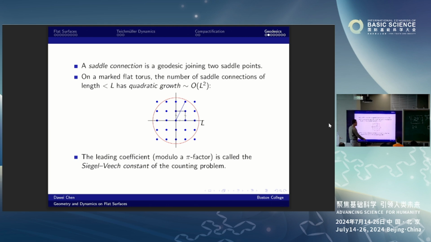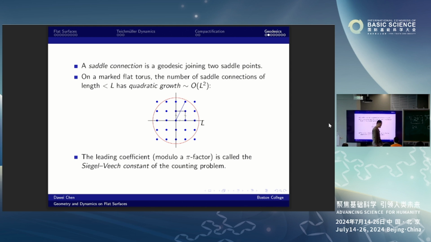So in this picture, it's clear that if I unfold this torus so that the vertices become lattice points in the plane, then to count saddle connections of length bounded by L, what I can do is just draw a large disk of radius L and enumerate the number of lattice points inside the disk. But that is, roughly speaking, approximated by the area of the disk, which is pi L squared, with some lower order error term. That tells us this count at least has a quadratic growth rate given by L squared times a pi factor. So modulo this pi factor, the leading coefficient is always called the Siegel-Veech constant for such counting problems.